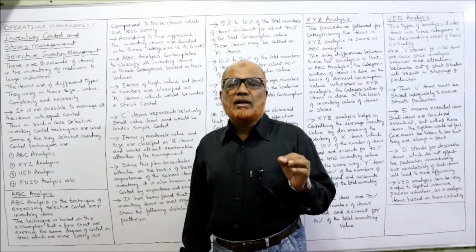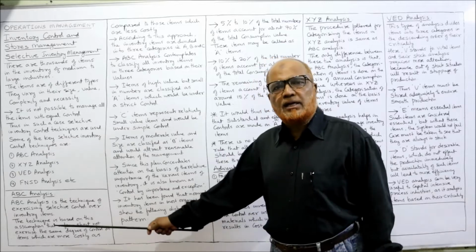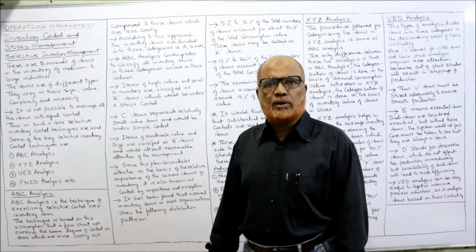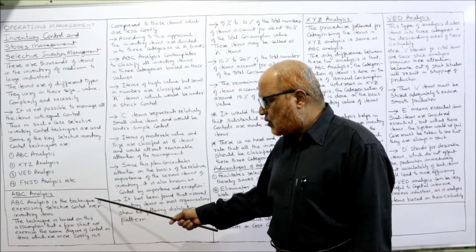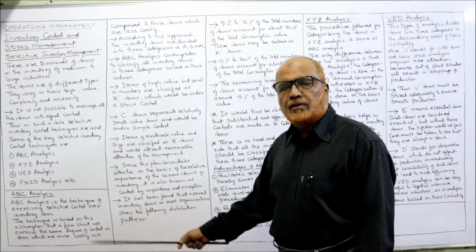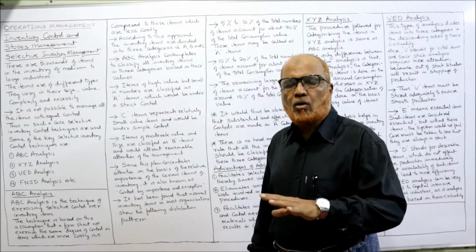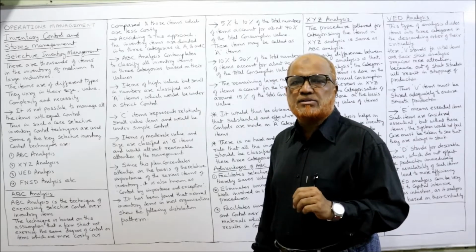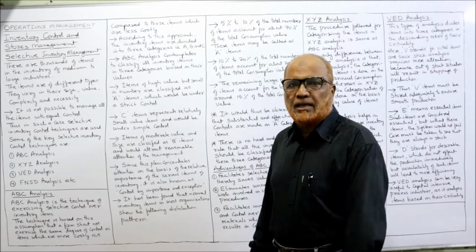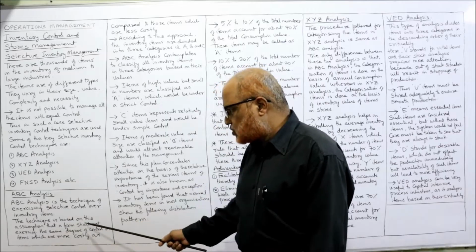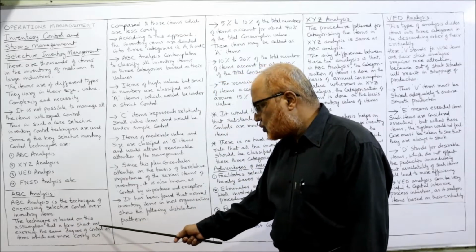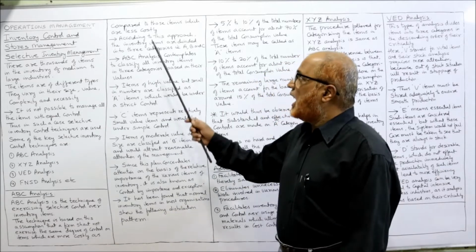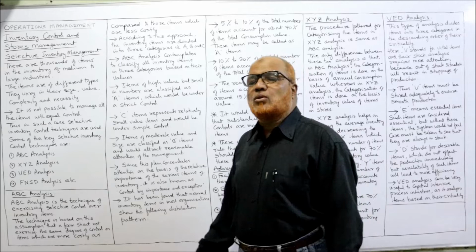The most commonly used selective inventory control technique is ABC analysis. So what is this ABC analysis? Now I am going to explain. ABC analysis is the technique of exercising selective control. That means we are not treating all inventory items equally. We are selecting some items and giving them more control, and some items less control. The technique is based on the assumption that the firm should not exercise the same degree of control on items which are more costly as compared to those items which are less costly.